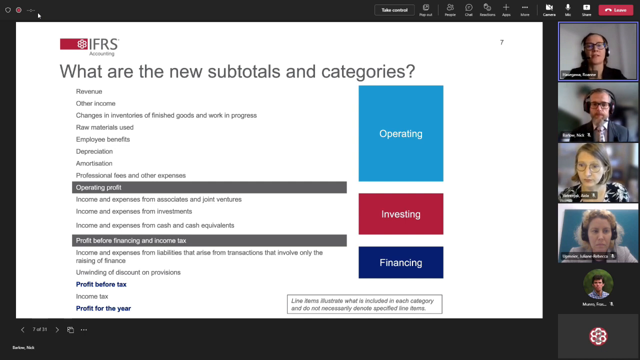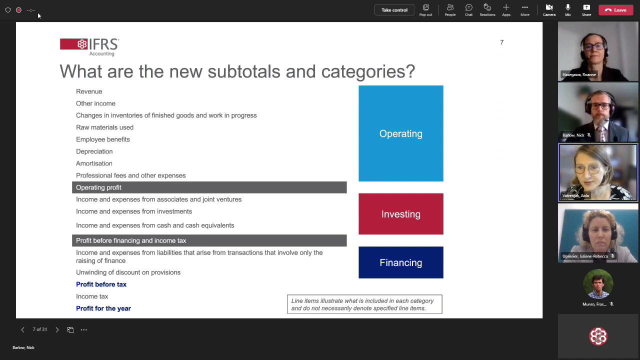If an entity provides financing to customers as a main business activity, as an accounting policy choice, it can either take up all income and expenses from liabilities that arise from transactions that involve only the raising of financing, or the portion related to providing that financing to customers. So for a conglomerate type of entity, we would expect that they would exercise the accounting policy choice to take up just the portion of those income and expenses from liabilities that relate to providing that financing to customers, and then to leave the remaining income and expenses from their liabilities in the financing category.